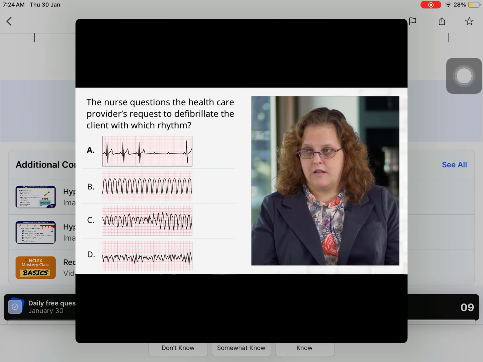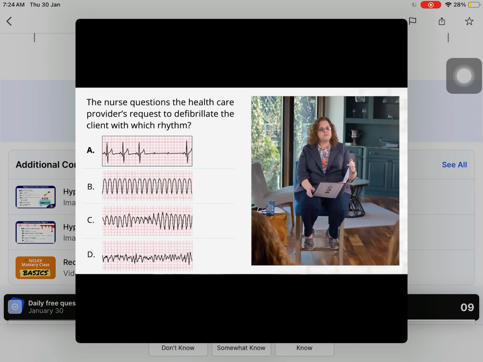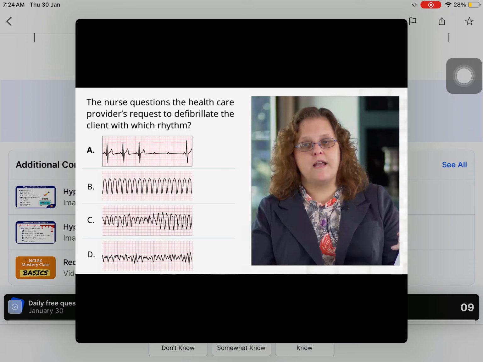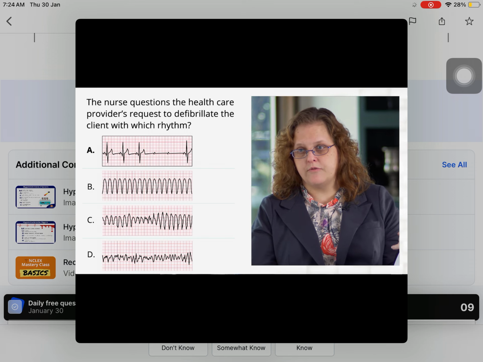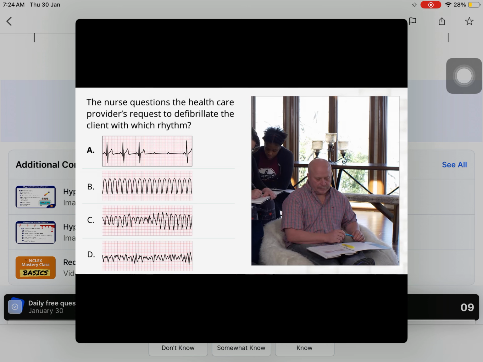Why is it A? Because it's a heart block. So A represents a heart block, right? What are the other three? VTACs and VFibs. The only thing to do for those initially is shock, right? But for that first one, would you ever consider shocking an organized rhythm? No.